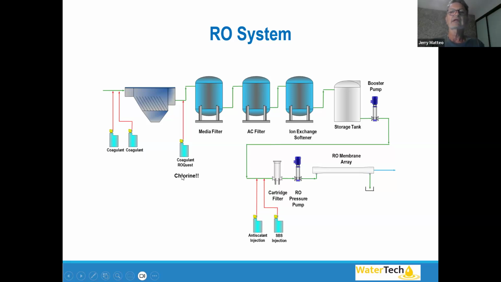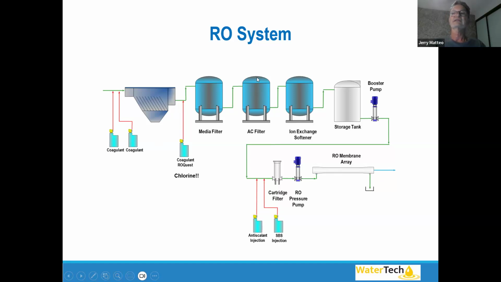I put a little note here that you might chlorinate somewhere in here to kill bacteria in your raw water. But chlorine, we're going to see later, can damage the typical type of membrane we use. So we cannot tolerate chlorine. We need to remove it. You can also remove chlorine.